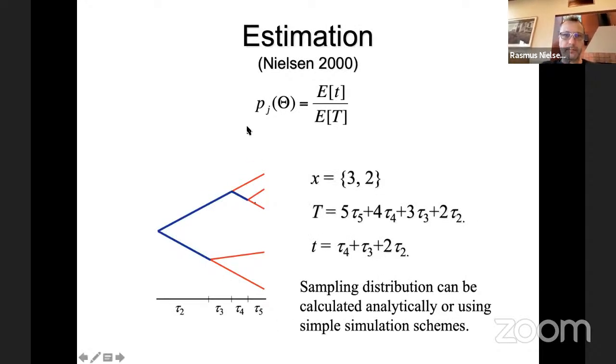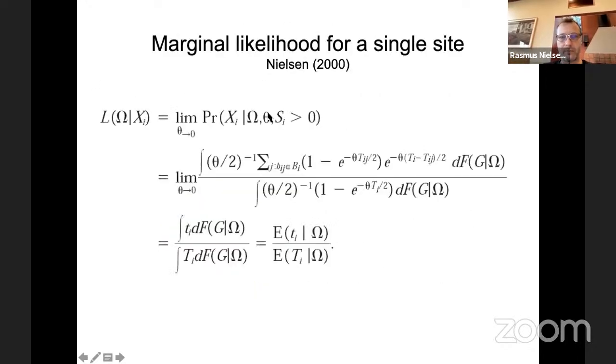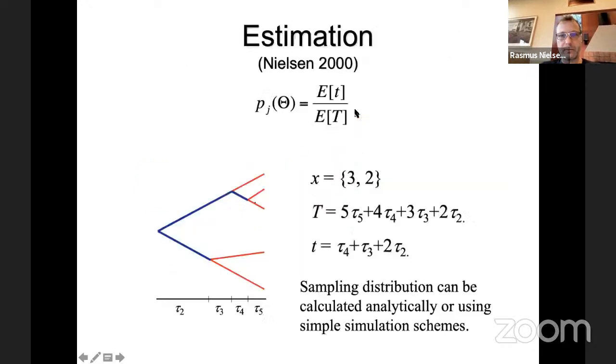Let me move the bar up here. All right, so this is what we're after: these probabilities. These can be calculated as the expected time in the tree, the expected sum of branch lengths in the tree, in which, if a mutation happened on those branches, it would induce this observed pattern, divided by the expected total tree length. With an example, it should become a bit clearer.